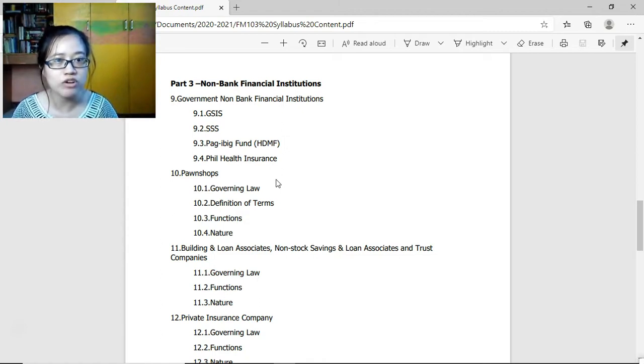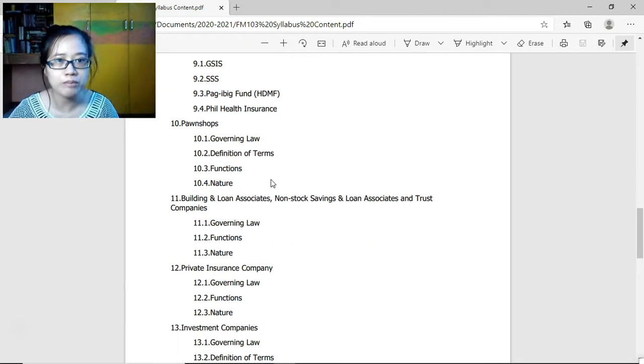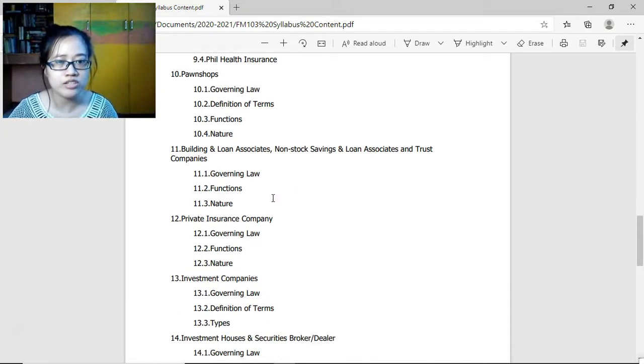Okay, and then the last part, we have the non-bank financial institutions. Topic number 9, we have government non-bank financial institutions, the GSIS, SSS, Pag-ibig, and PhilHealth. So these are the mandatory regulatory agencies for the working population. Okay, and then we have pawn shops. We will be discussing the governing law, definition of terms, functions, and nature. 11, building and loan associations, non-stock savings and loan associations, and trust companies. Okay, governing law, functions, and nature.